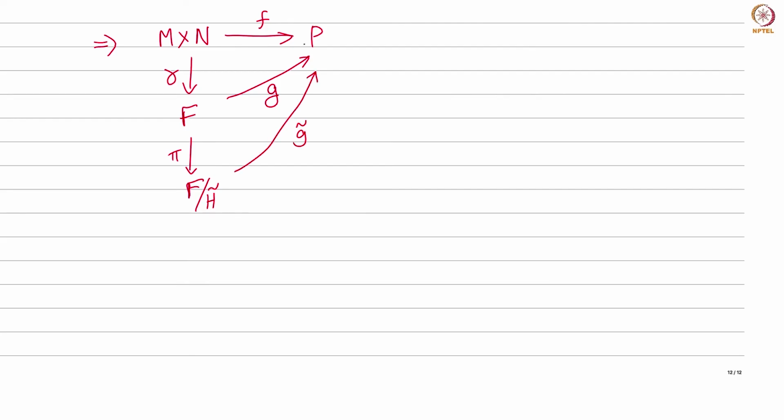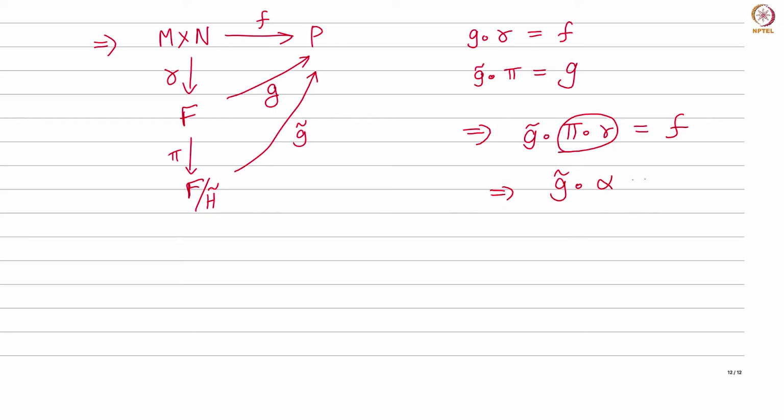So what do we have? We have two commuting triangles. G composition gamma was F, and G tilde pi was G. Like we did earlier, you substitute G and conclude that this is F. And of course this means pi gamma was exactly our alpha, so therefore G tilde alpha is F. And that's exactly what we need to prove. So G tilde alpha, this map here is alpha.